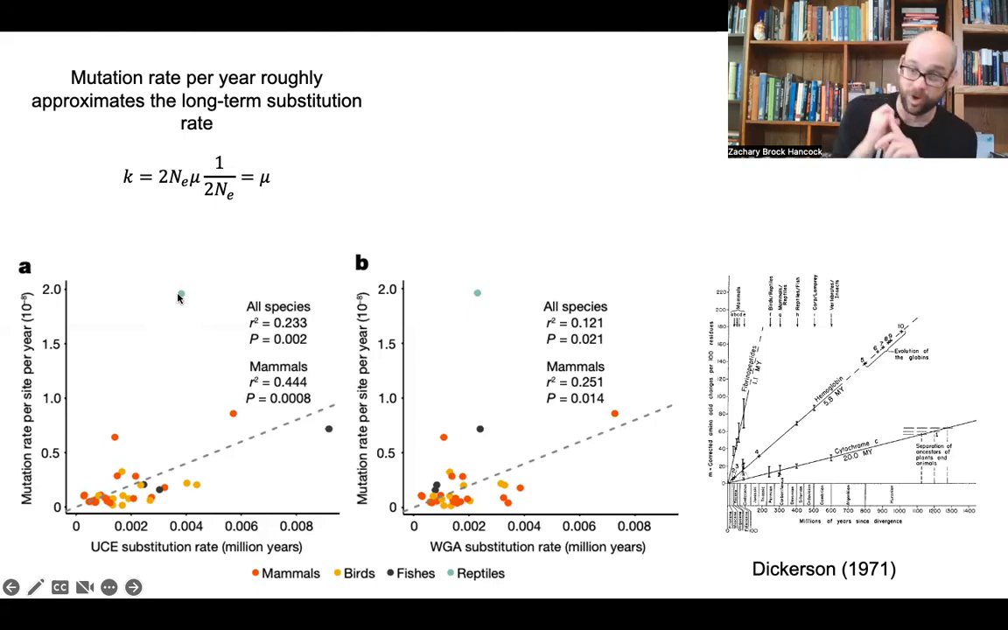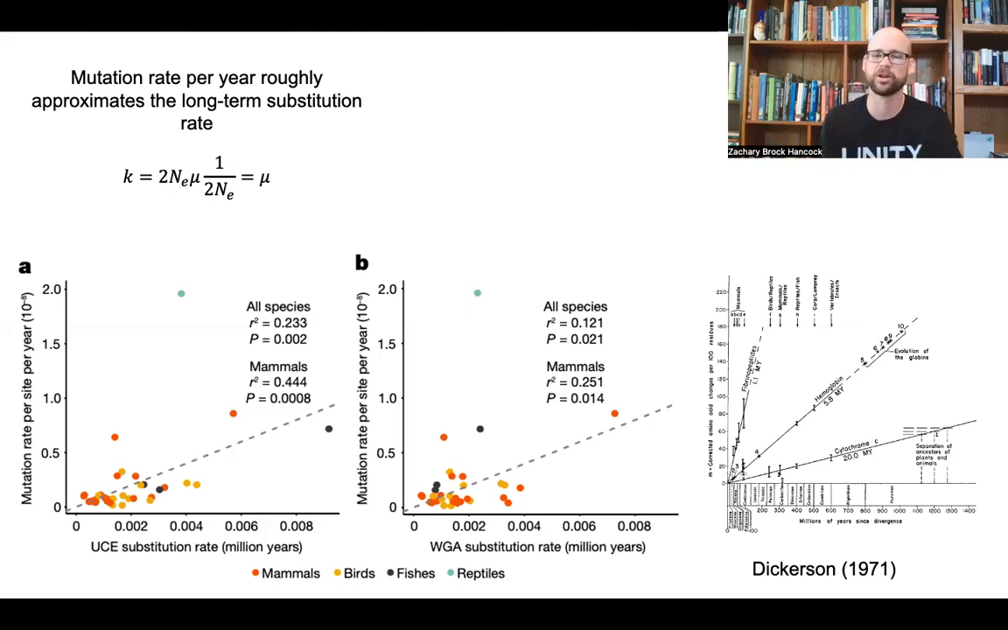So one is that it generally holds true, but it could be taxa specific. For reptiles, obviously the mutation rate appears to be way higher than the substitution rate. For mammals, it seems to be pretty close. For fishes and birds, it seems to be pretty close. But for reptiles, we're seeing this dramatic difference. So while there's a general pattern that generally holds true, it can be very clearly taxa specific.